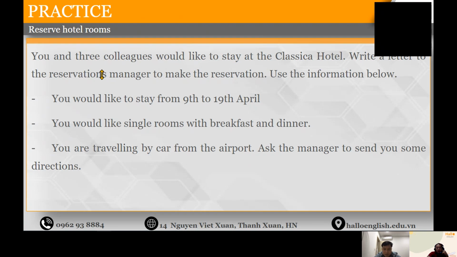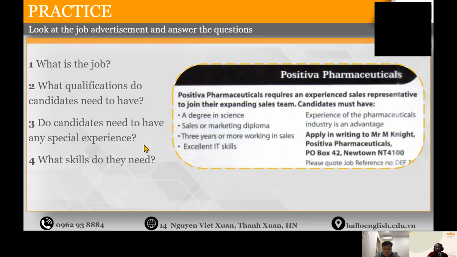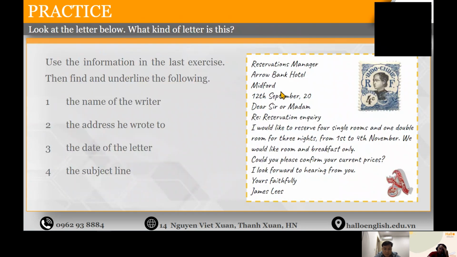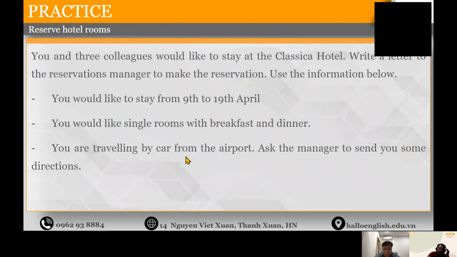Okay, so you and your 3 colleagues would like to stay in the Classica Hotel. Write a letter to the reservations manager to make a reservation and use the information below. So you try to write a letter, and use this information over here. This is the name of the hotel, Classica Hotel. You make a letter like that. You have 5 minutes. Okay.